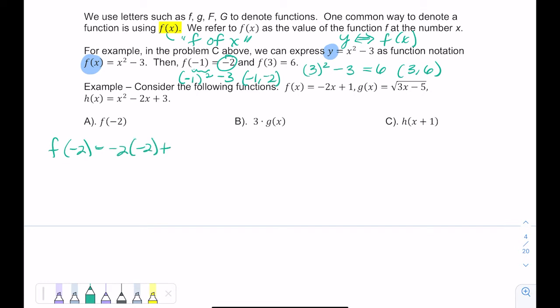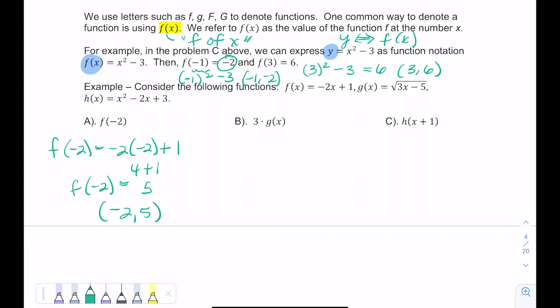And all I'm going to do now is I'm going to solve it. So -2 times -2 is 4, plus 1 is 5. So f of -2 is 5, which again just means at -2, y is 5.